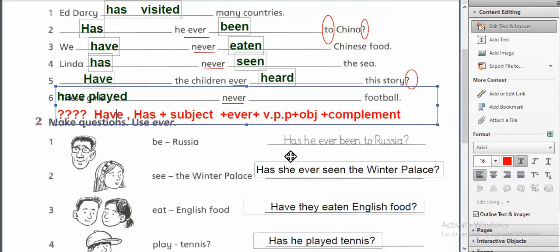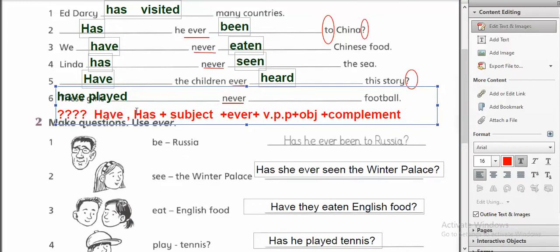Has he ever been to Russia? Look here. This is a picture of a man, and the man takes has because he is a singular subject. Which is the subject? He is suitable with man. Has he ever been to Russia? Here is the verb, and I use been, then to Russia and a question mark.